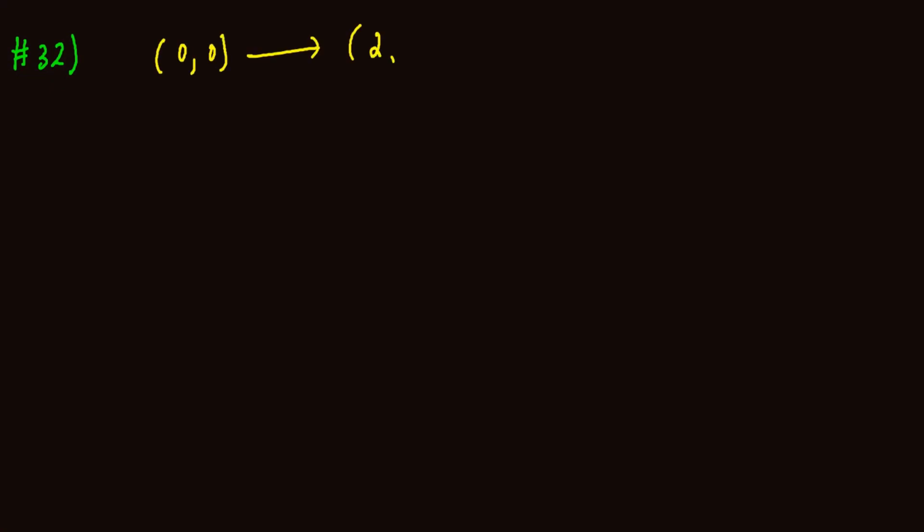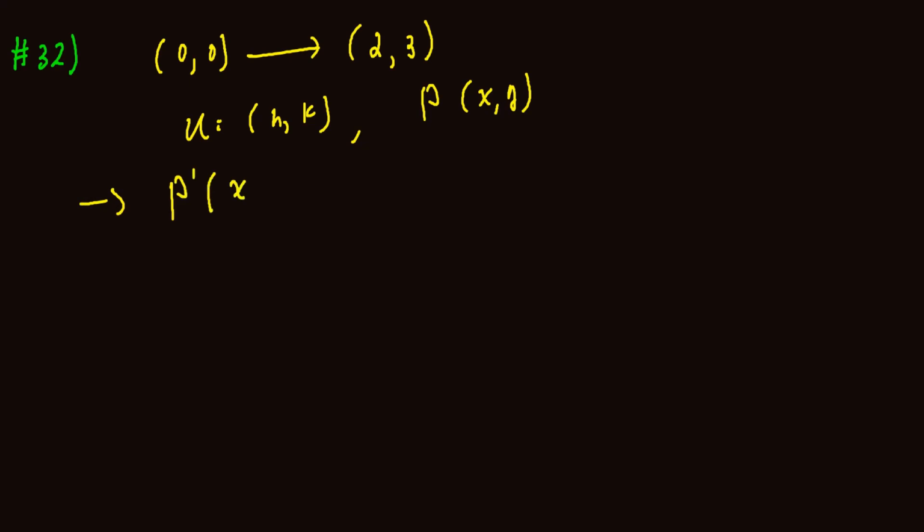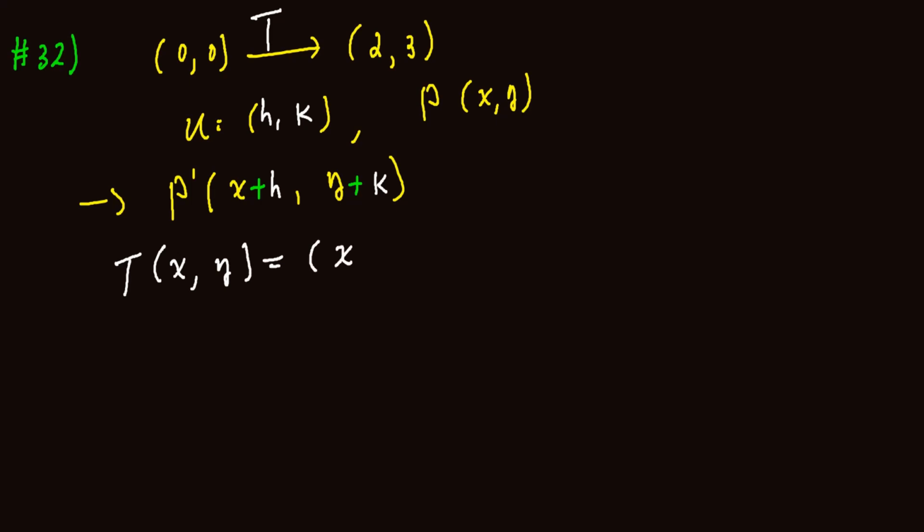So the translation takes the point (0, 0) into the point (2, 3). If U is a translation vector (h, k), then any point P given by (x, y) will be translated into the point P prime given by (x + h, y + k). So according to this formula, our translation T takes the point (x, y) into the point x plus h, in this case 2, and y plus 3.